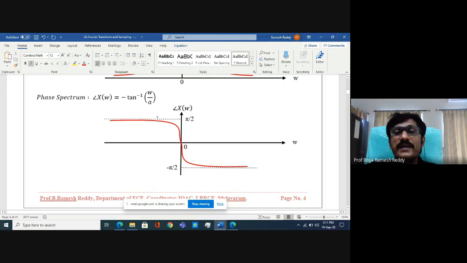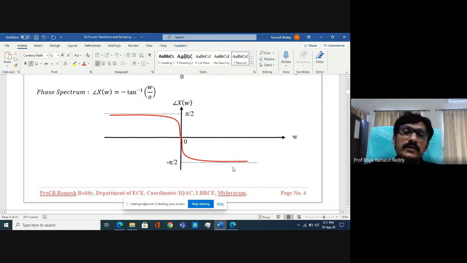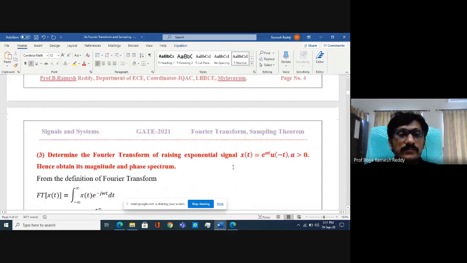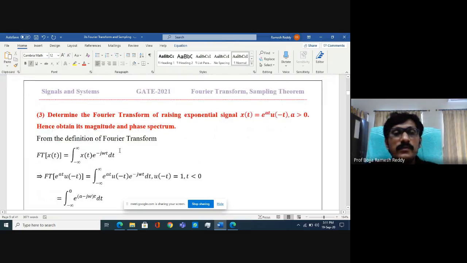This is anti-symmetrical about y-axis. Next problem. Determine the Fourier transform of rising exponential. These are the basic signals or fundamental signals: impulse signal, rising exponential, decaying exponential, double exponential, like that.